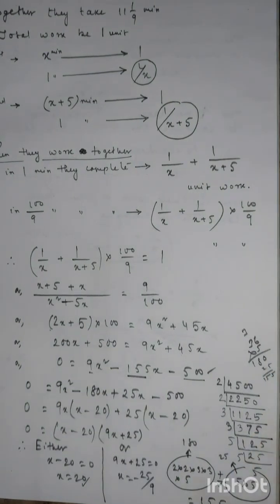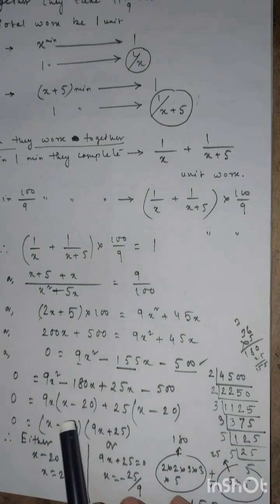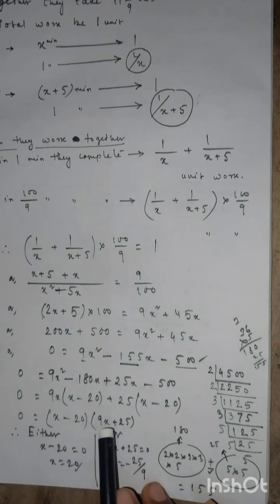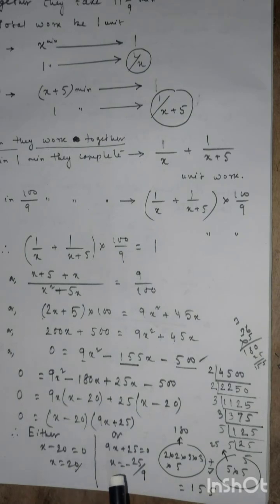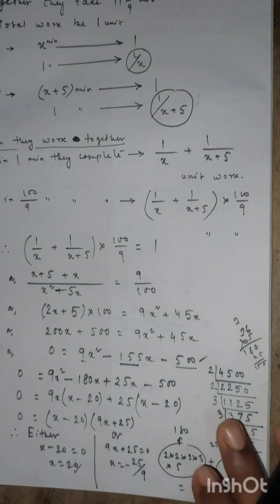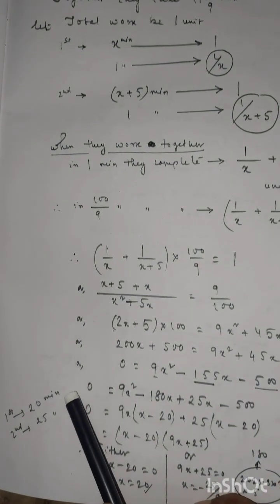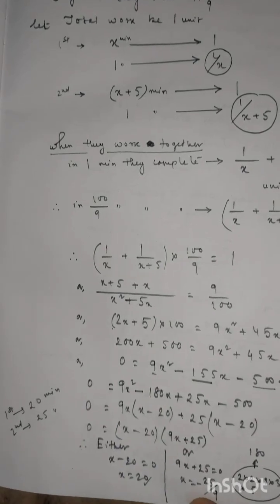and by breaking the middle term, we get two factors, and after that we are getting two values of x. So we are taking x equal to 20. That means the first pipe takes 20 minutes to fill the reservoir alone, and the second pipe takes 25 minutes to fill the reservoir alone.